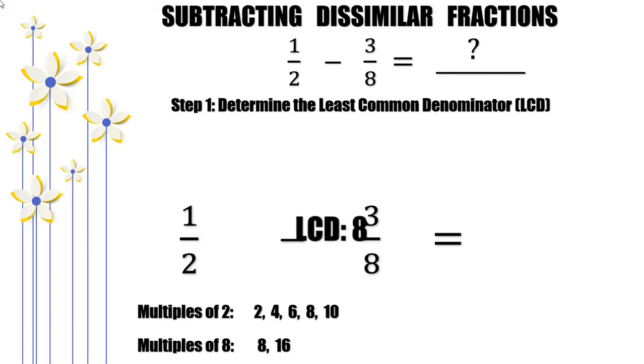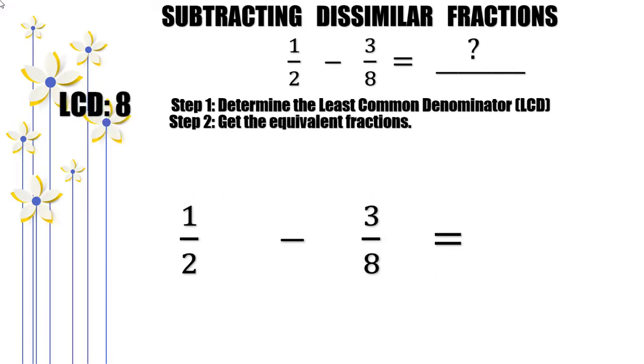Second, get the equivalent fractions. We look at the first fraction, 1/2, and try to find a number which when multiplied to the denominator 2 would give an answer equal to 8. And this number is 4. Then we multiply 4 to the numerator and denominator of the fraction.